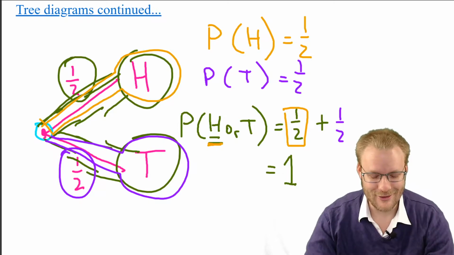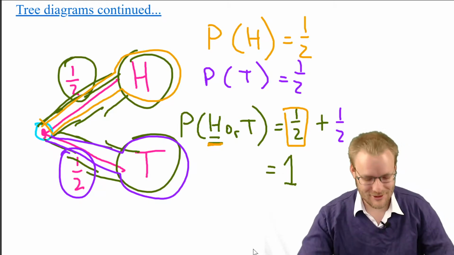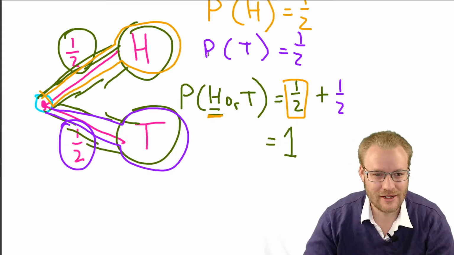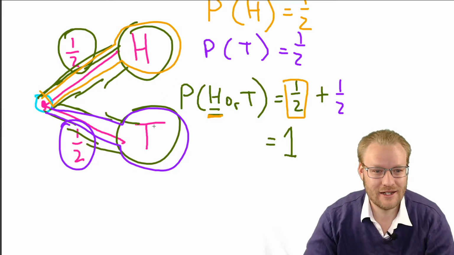Without the double checking this time. Okay, so tree diagrams continued. What we ended off with was looking at heads or tails, 1 over 2, 1 over 2. Let's do another single event, and say we've got a different one.